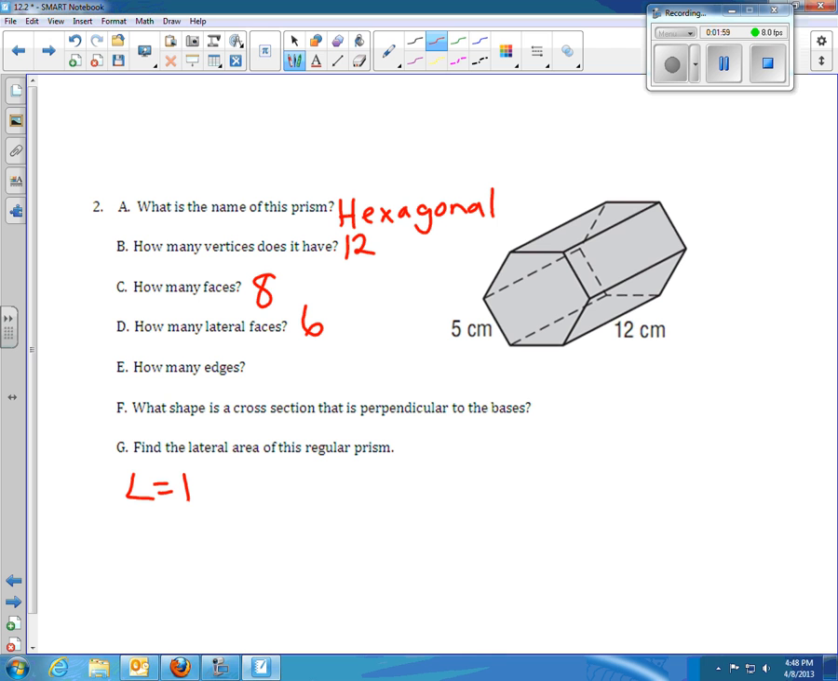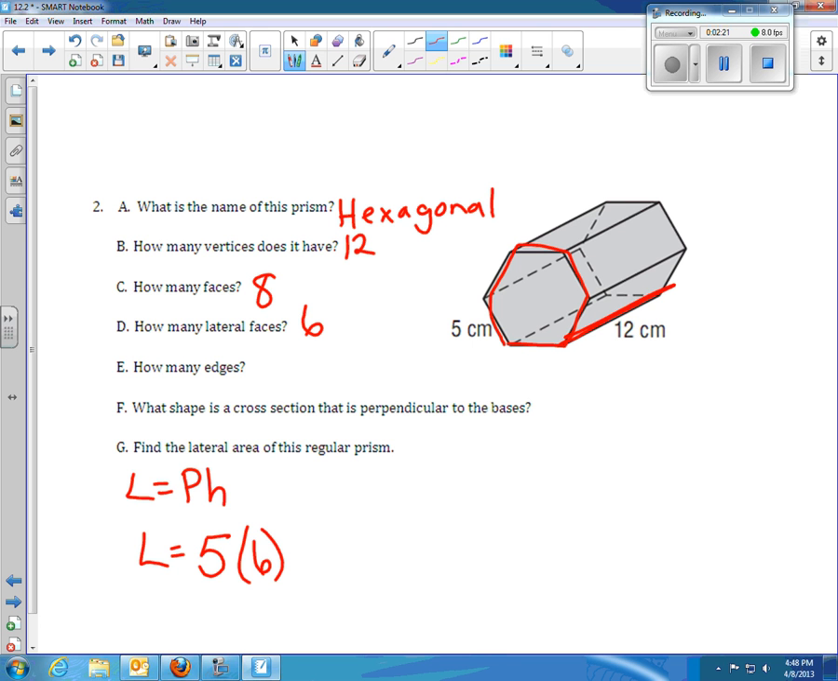Remember from yesterday, lateral area is perimeter times height, not base times height, perimeter of the base times height. So if we look at this, it's a hexagon, and each side is 5, and there are 6 sides. We have 1, 2, 3, 4, 5, and 6. So there are 5, they're each worth 5 times 6. That's going to get us our perimeter times our height.